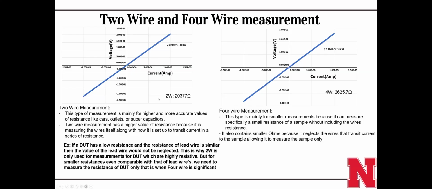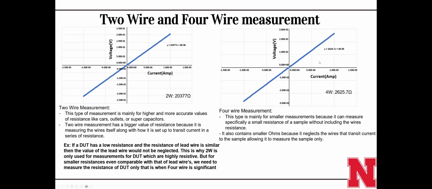And this type of measurement is mainly for higher and more accurate values of resistance, like cars, outlets, or supercapacitors. 2-wire measurement has a bigger value of resistance because it is measuring the wires itself, along with how it is set up to transmit current in a series of resistance.